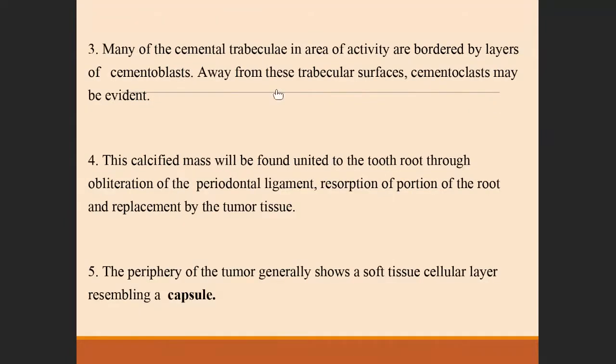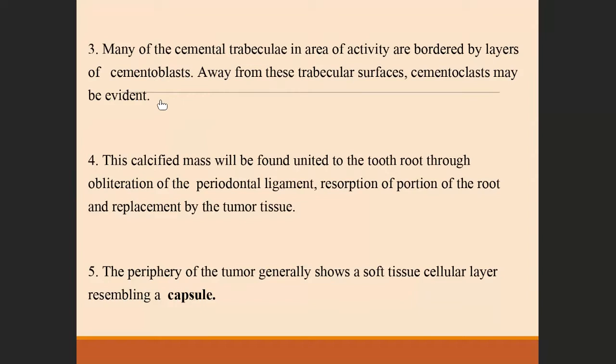Now, many of the cemental trabeculae may be bordered by the cementoblast, just like how you see in bone bordered by the osteoblast. Here the cemental trabeculae may be bordered by the cementoblast. Sometimes you can even see the cementoclast. Whereas this calcified mass will be united to the tooth root.